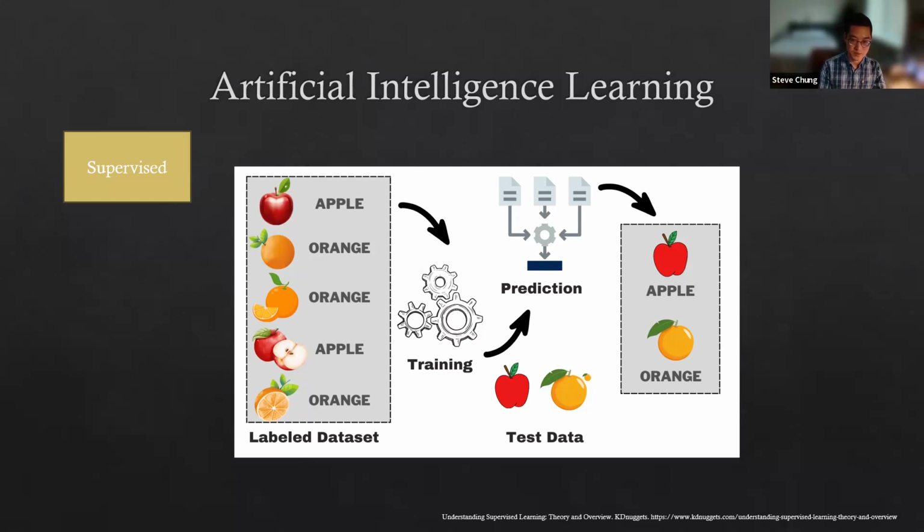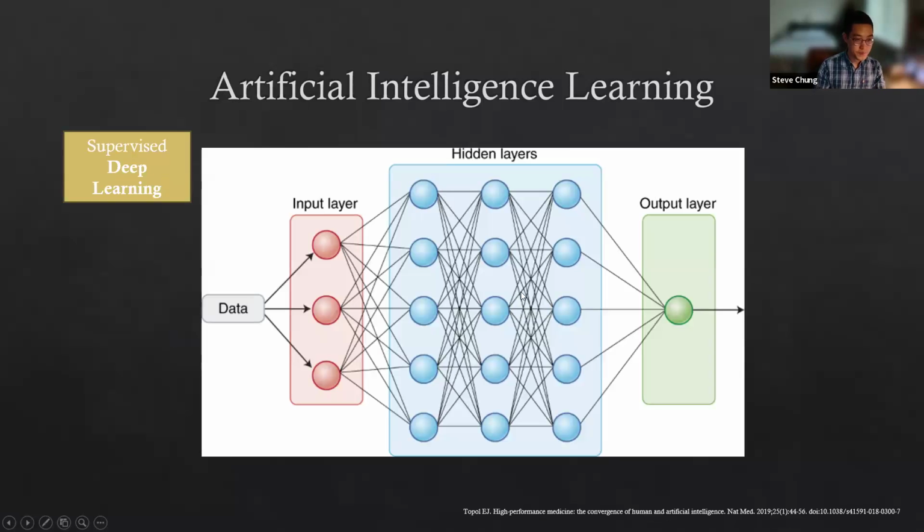I don't necessarily agree with orange being a color. But anyways, when you give the two fruits labeled under the test data, this machine is able to predict what is this object and what is the other object. The main key point here is that you have a labeled data set. So we are giving this machine labels to train on.